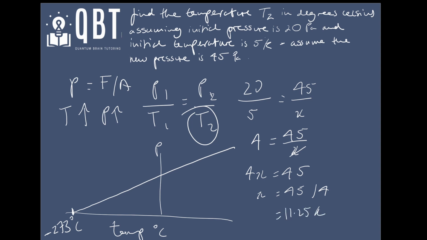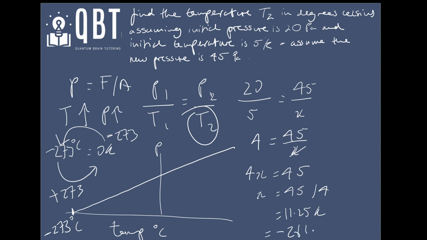Okay, and if we put that into our calculator, we know that it is 11.25 Kelvin, but the question wants us to answer our temperature in degrees Celsius, right? So we have to do a bit of converting, and if we know that minus 273 degrees C is equal to 0 Kelvin, to go from Celsius to Kelvin, we have to add 273, but we're trying to go from Kelvin to Celsius, right? So we have to take away 273, and that means that we would end up with minus 261.75 degrees Celsius. And that is our answer.